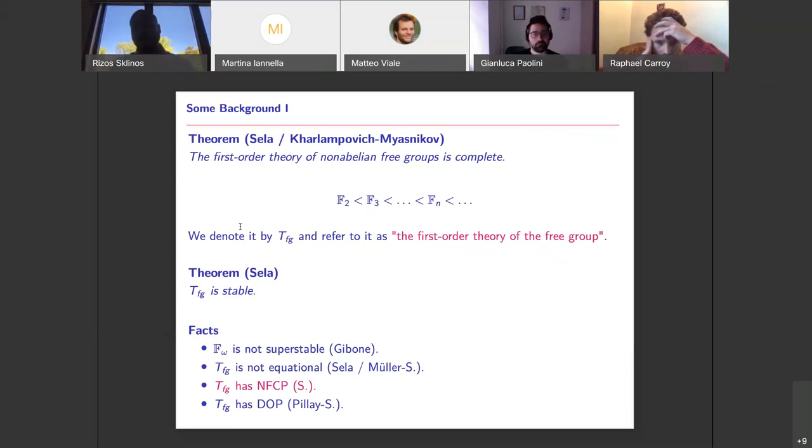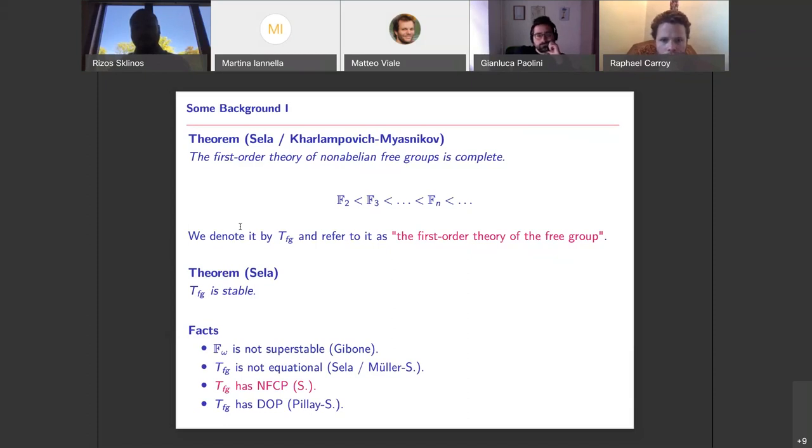So this property, equationality, was introduced by Schur, who wanted a more algebraic definition for stability. He observed that abelian groups and algebraically closed fields have this property. So he introduced this notion, and for quite a long time there wasn't a natural example of a theory which was stable but not equational. So in principle, equational is stronger than stable.